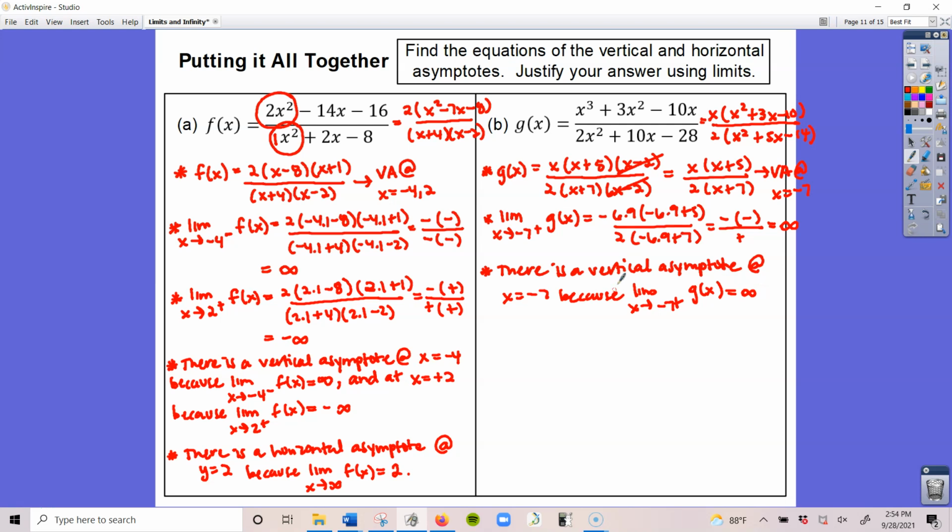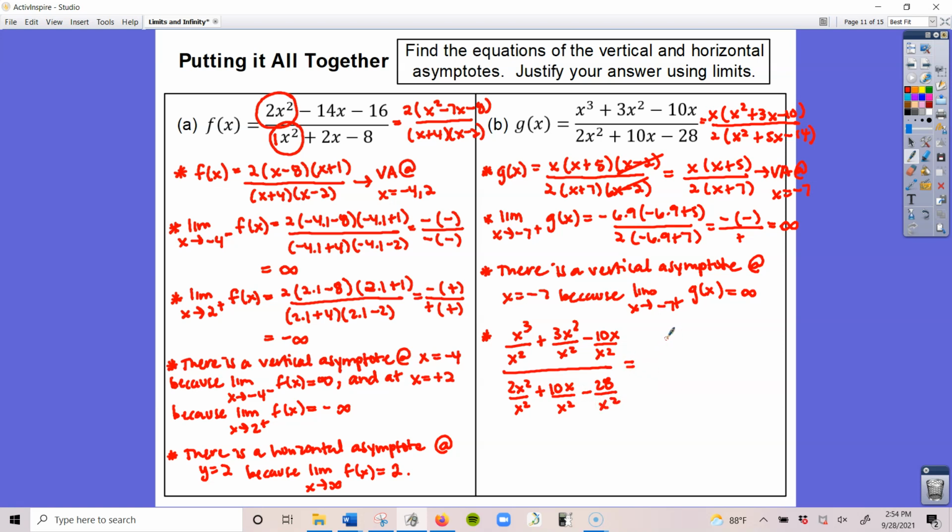Now for our horizontal asymptote. We can use the shortcuts or we can do the long method. Let's do the long method since we did the shortcuts here. The highest degree of the denominator is x squared, so I'm going to divide every single term by x squared. So x to the third over x squared plus 3x squared over x squared minus 10x over x squared, all over 2x squared over x squared plus 10x over x squared minus 28 over x squared.